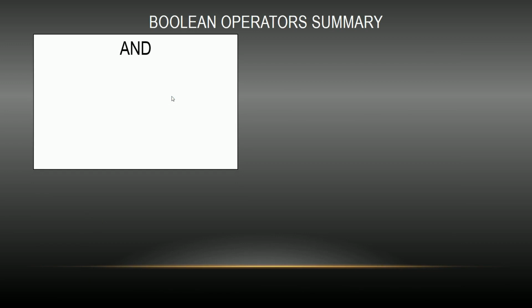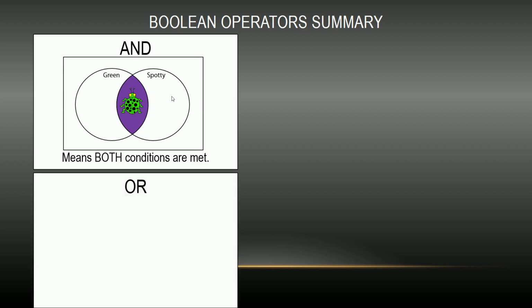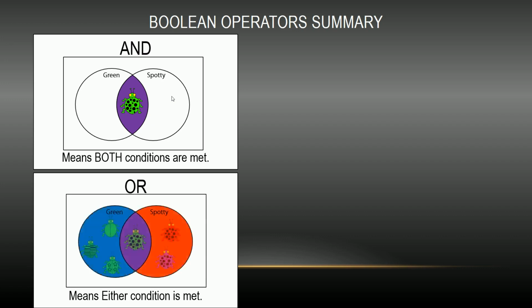So AND is when you narrow the options, or both conditions are met. Okay, so if it's green and spotty, it's only the part in the middle. Okay, so both options or both actions need to occur, otherwise it will not work. OR, on the other hand, widens your options, so it means either condition is met, including both. So if it's green or spotty, it can be any of these options.